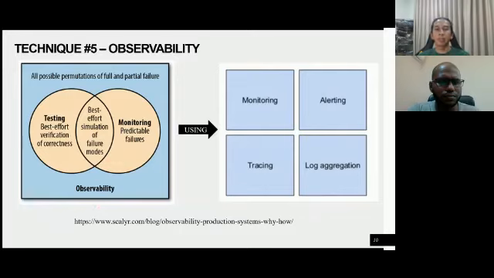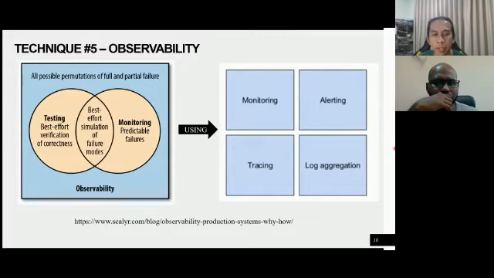A system is observable if its current state can be figured out or determined using only the outputs of the system. For the outputs of the system, we can take a look using tools like monitoring dashboards. We have alerting to see if a threshold is exceeded, and then we have log aggregation as well as tracing, which happens in a program. Once we have all these tools, we can determine the state of our system, and if we can do that in real time, then we can say the system is observable. So that is observability.